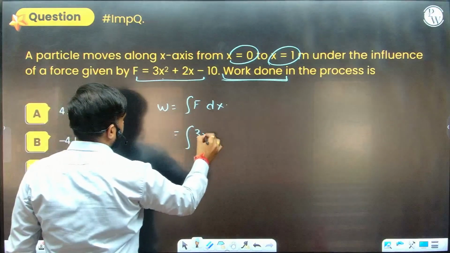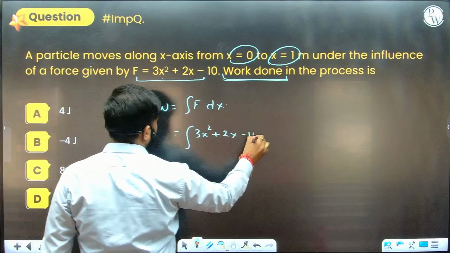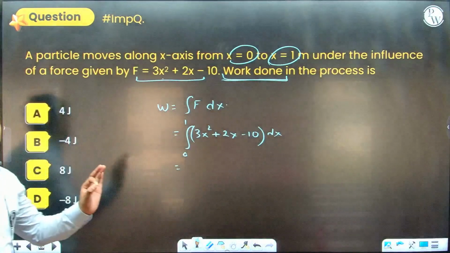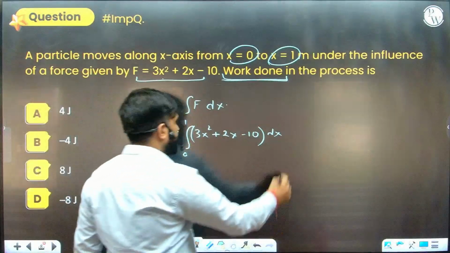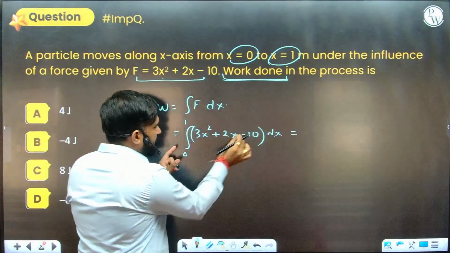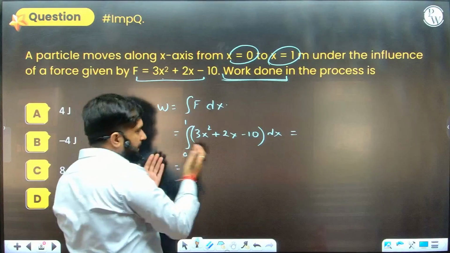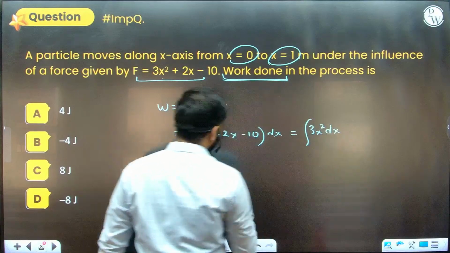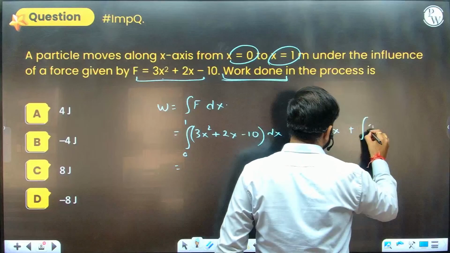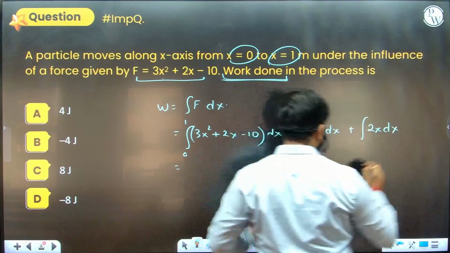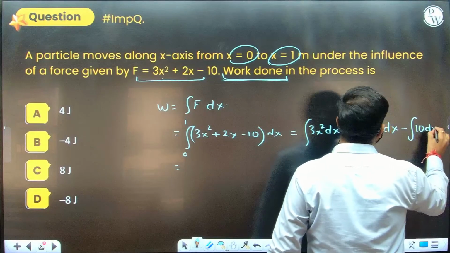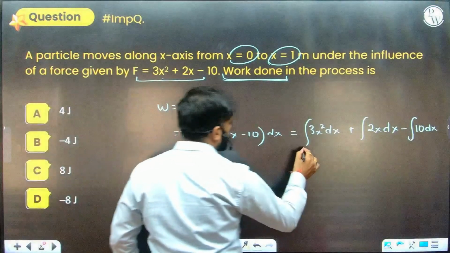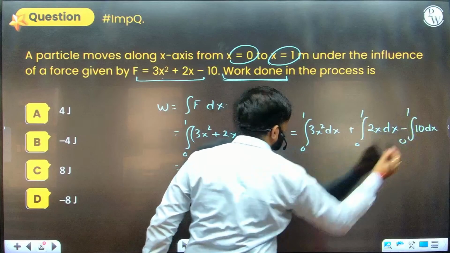So I'll keep it here: the integral of (3x² + 2x − 10) dx, going from 0 to 1. Whenever such an expression comes in the integration, I hope you all know, if it is separated by plus or minus signs, then you can just separate the integration also. So it will be the integration of 3x² dx, plus the integration of 2x dx, and then minus 10 times dx. So this is our integration broken into 3 parts, and for all of them the limits will go from 0 to 1, 0 to 1, 0 to 1.